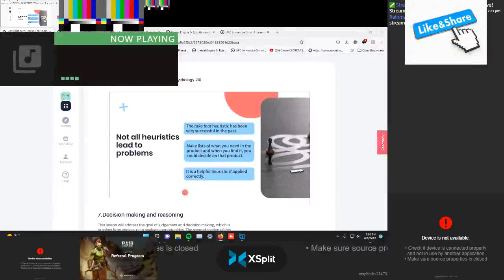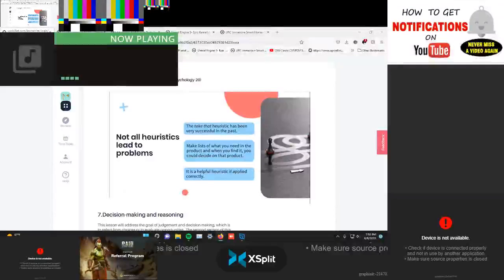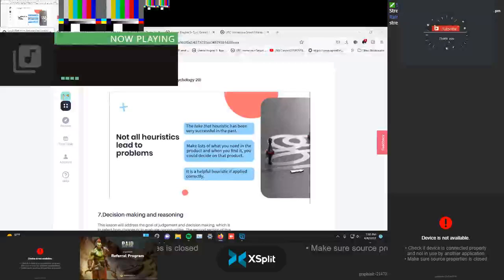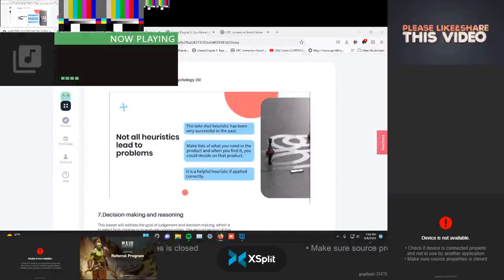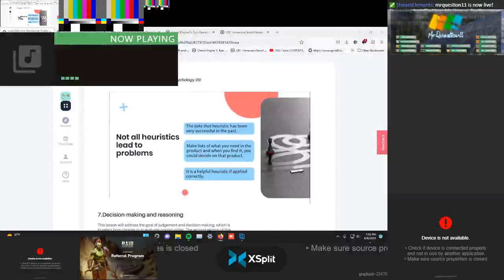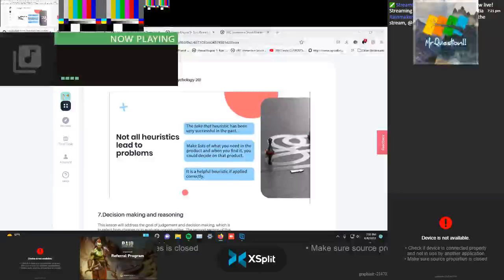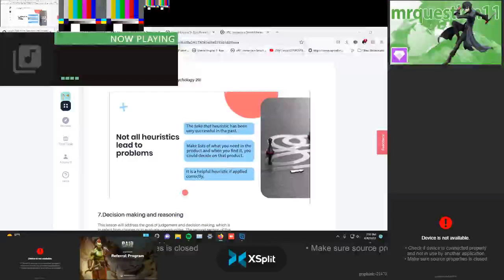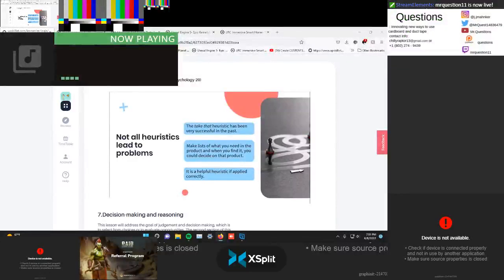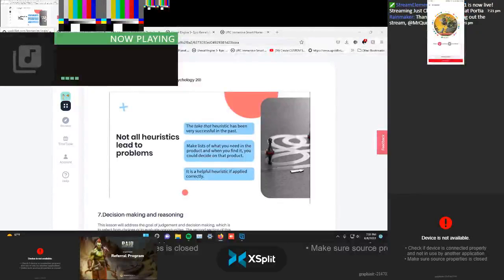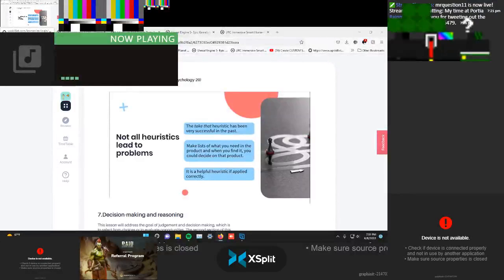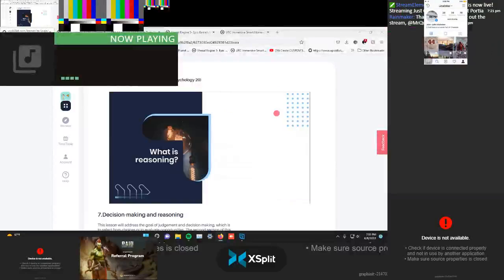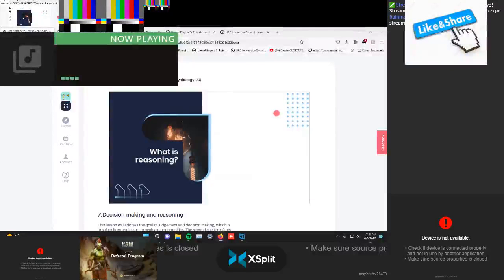Let us now move on to our next core objective for this lesson, which is to discuss reasoning. Our second core objective is deductive reasoning. However, before we discuss that, let's consider what exactly reasoning is. So, what is reasoning?